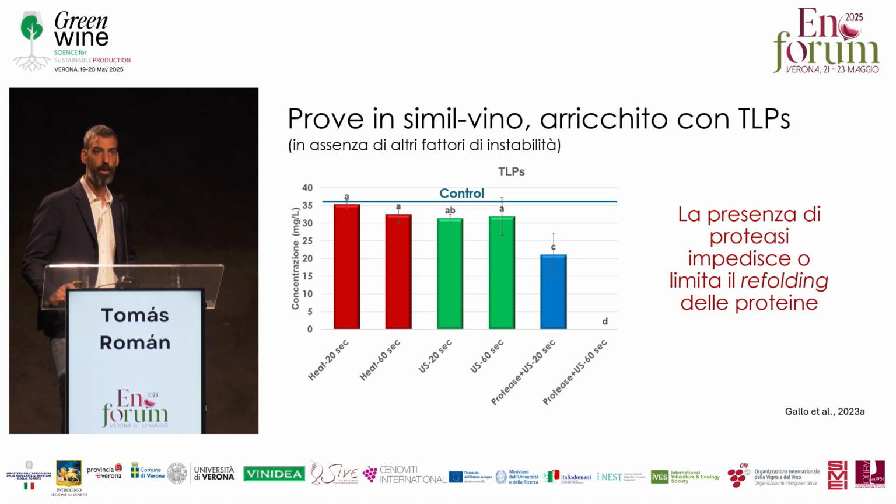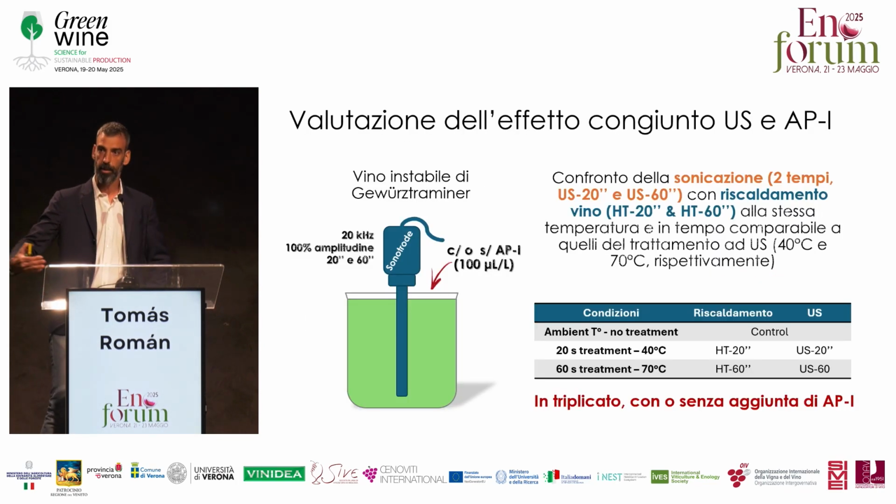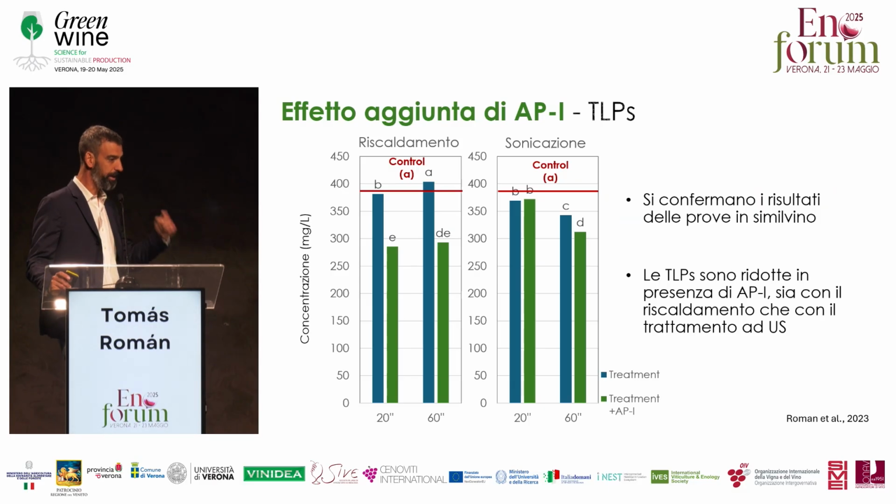In green, you see the ultrasounds, and in blue, you have the combination of proteases and ultrasound, where you see a very clear effect that shows us, in the most extreme conditions, a total elimination of thaumatin-like proteins in the medium. So we needed to transfer that to real-life winemaking, and so we did this in a wine to assess whether it is possible to obtain the same results in real-life conditions.